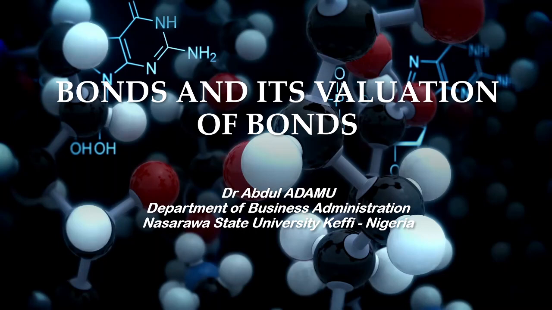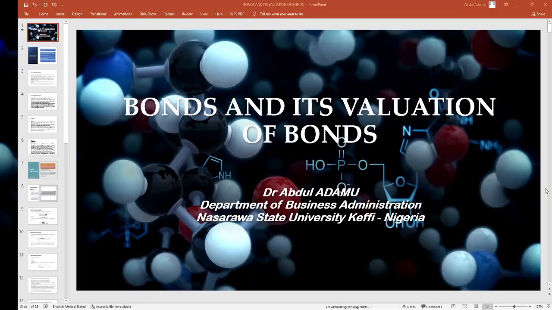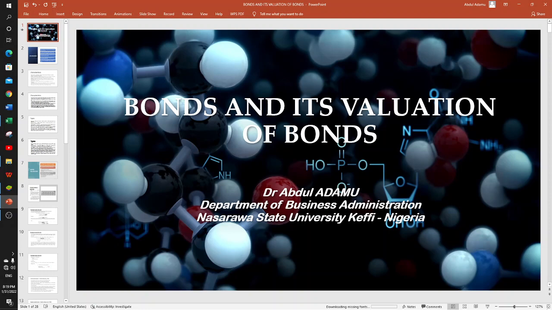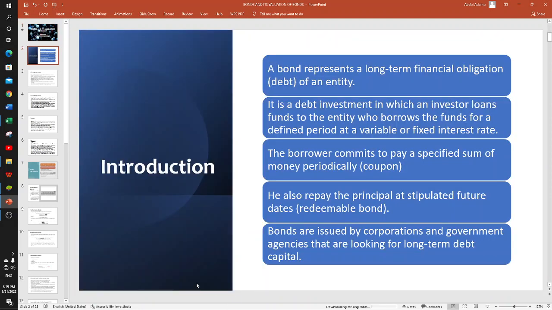This is a continuation of our lecture on corporate finance. In this lecture, we are going to look at bonds and valuation of bonds. We are going to try to understand what a bond is, how bonds are valued, and some of the functions of rating agencies in credit rating bonds to classify them as either investment grade bonds or junk bonds.